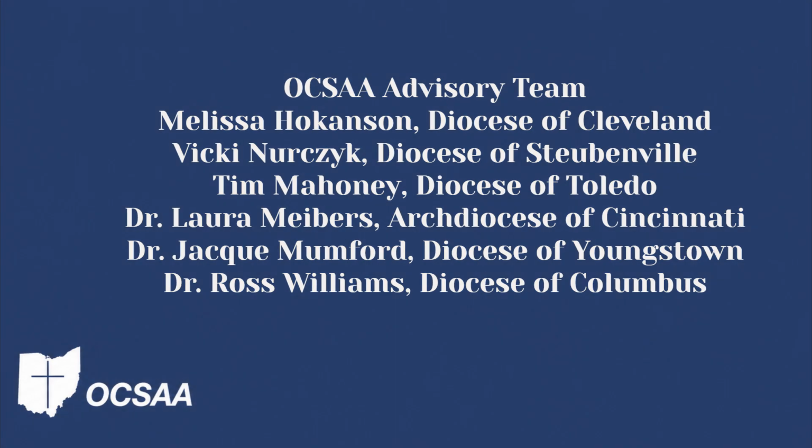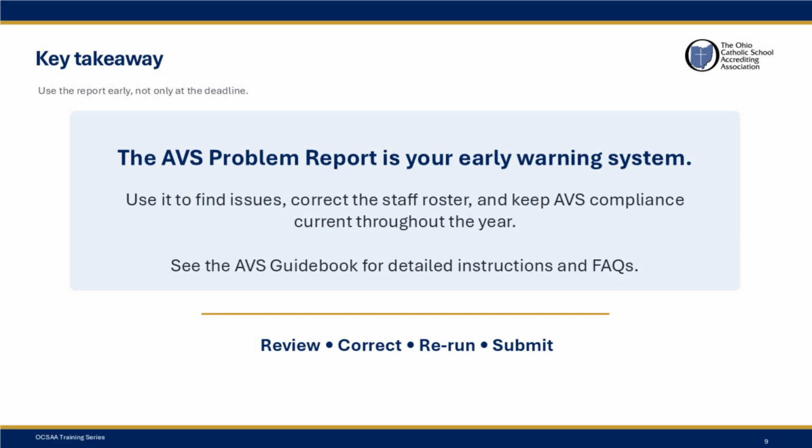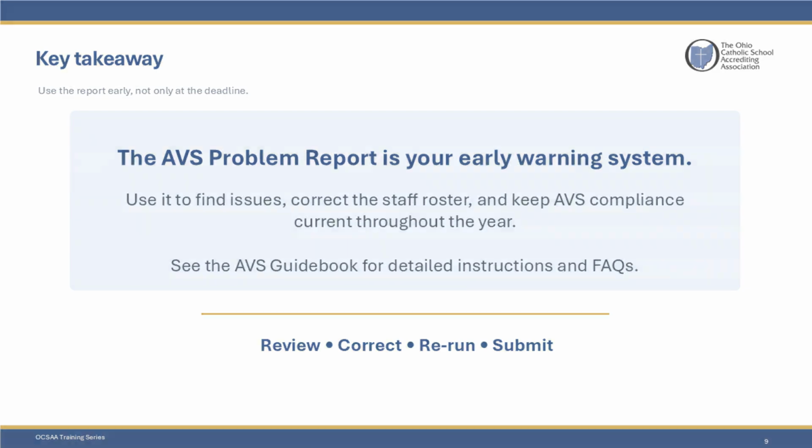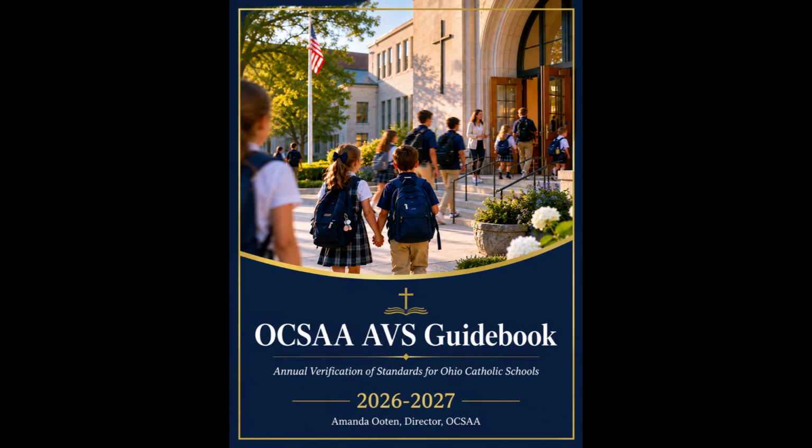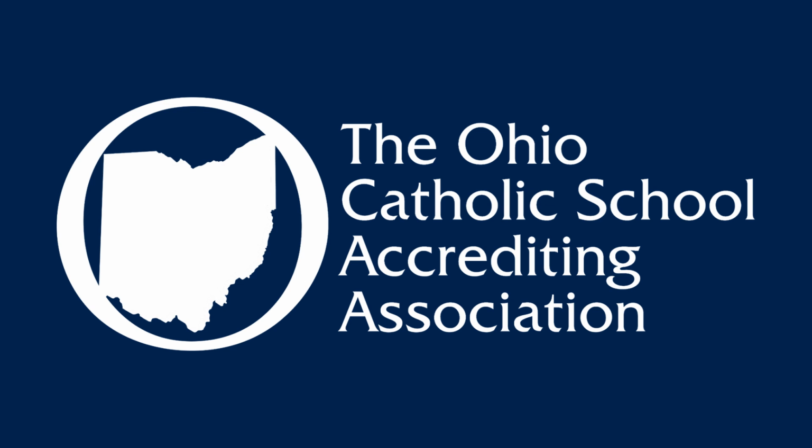This is your early warning system. Use this to find issues, correct the staff roster, and keep AVS compliance current throughout the year. If you run this early, you will have time to send employees to get their proper license and to get updated fingerprints. Please be sure to see the AVS guidebook for detailed instructions. And as always, please reach out to your local diocesan advisory representative with questions about your AVS problem report.